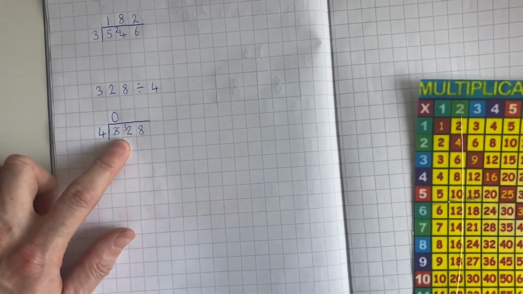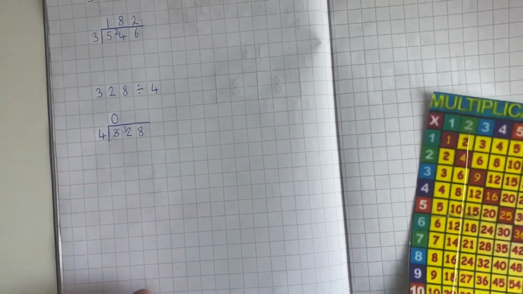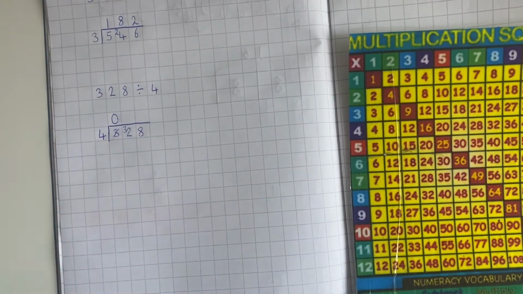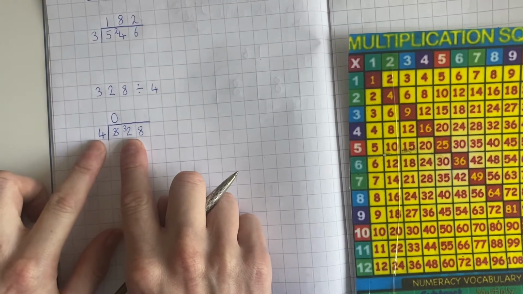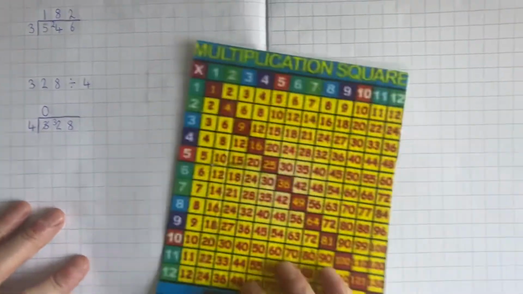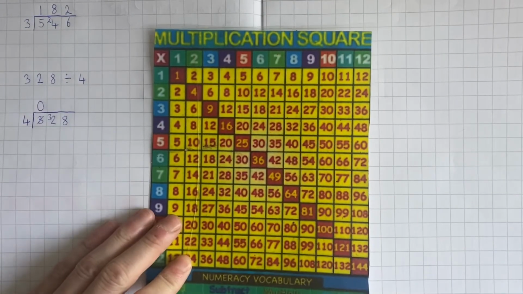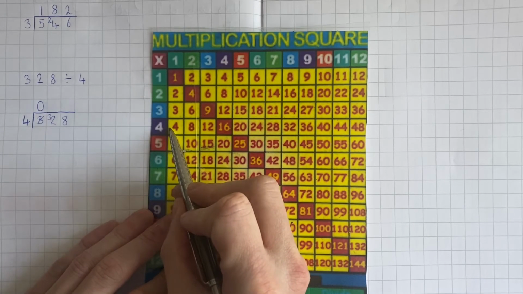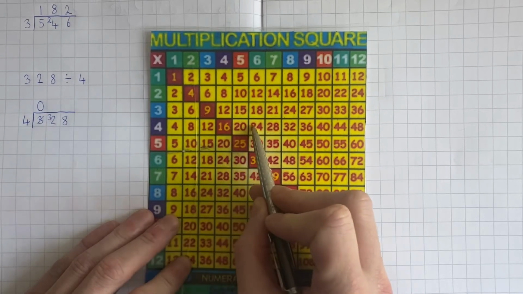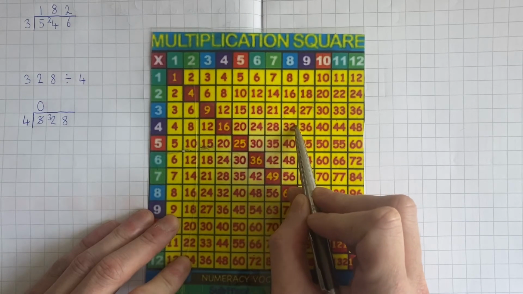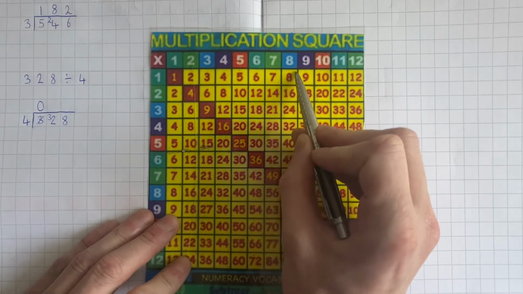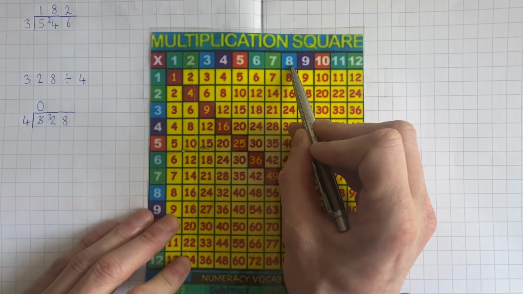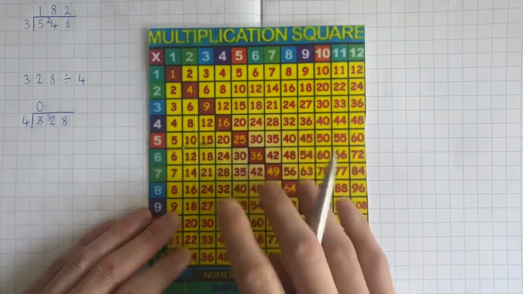Now we've got 32. Again, if you're very good at your tables, we can use our times table knowledge to help us. So what is 32 divided by 4? If you don't, you can get a multiplication square. You go to your 4 times table, and we want to keep going across until we find the number 32, which is here. And then I'm going to go up all the way, and this will tell me how many 4s go into 32, and the answer is 8.